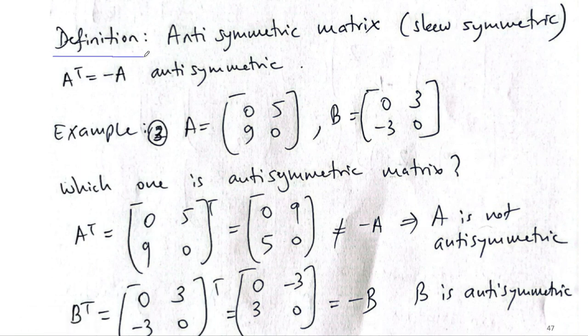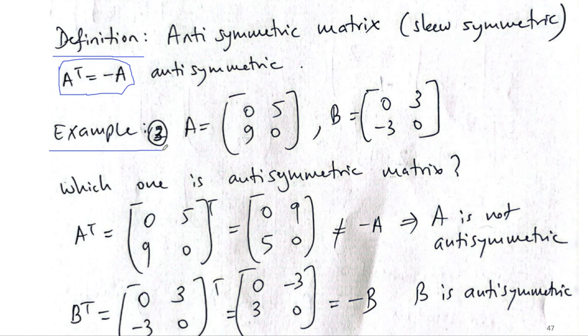One more definition here, which is the antisymmetric matrix. An antisymmetric matrix property is given by this identity: A transpose should be equal to minus A. If this is satisfied, then we have an antisymmetric matrix.